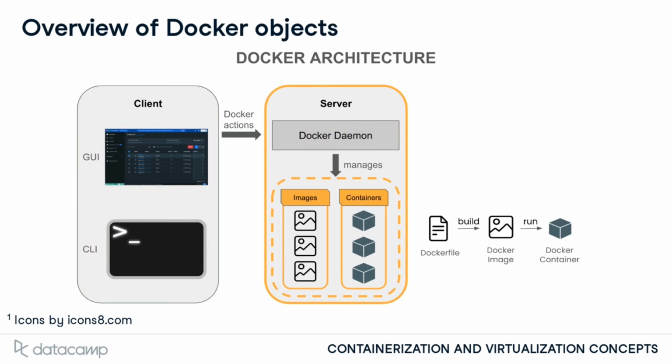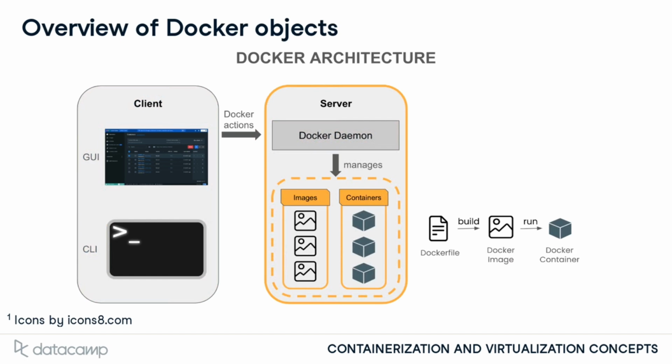To build an image, you start by writing a text file called a Dockerfile. Like a recipe, it contains a series of instructions for building a container. You use the Dockerfile to build the blueprint for your container. This blueprint is called a Docker image. Once you have a Docker image, you can use it to create a container.